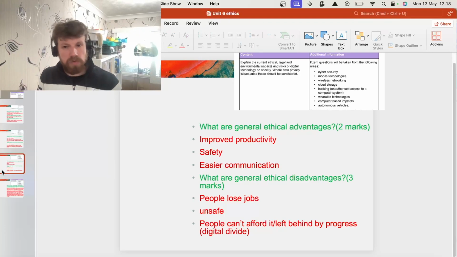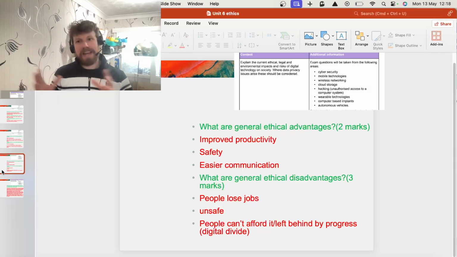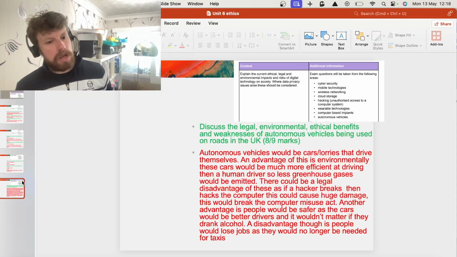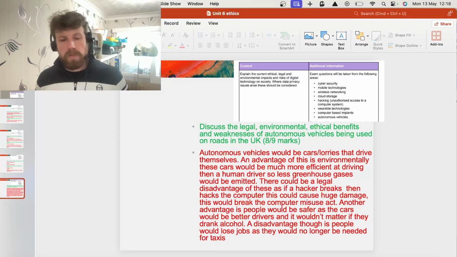People who use cloud storage, people who don't use cloud storage. People who use wireless technology, people who don't. People who use autonomous vehicles, people who don't. So again, it's the one point for lots of topics, condensing that information down. Now, how do we relate this into a longer form question?